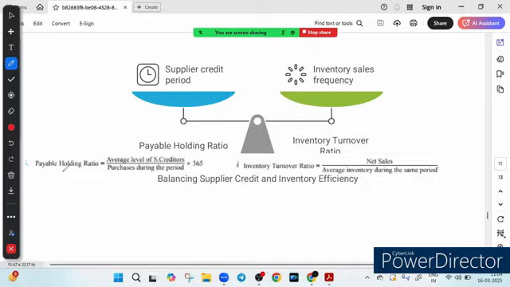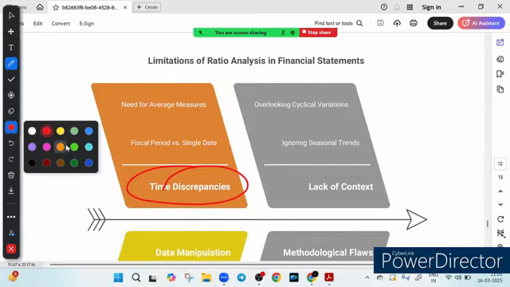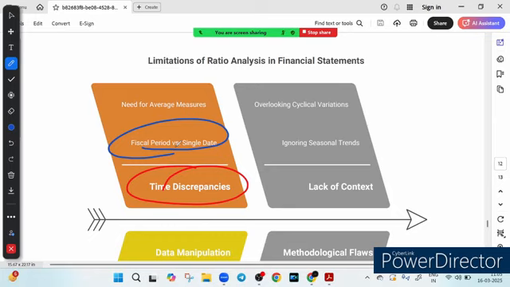There is something called time discrepancy. This is one of the major limitations. First, ratios often require averages to give a true picture. Using a single data point can be deceptive. There is something called fiscal period versus single day. What does it mean? A company's financial health fluctuates, so analyzing just one point in time may not reflect reality.